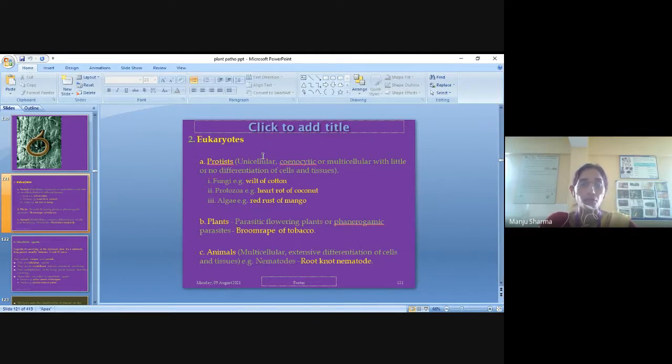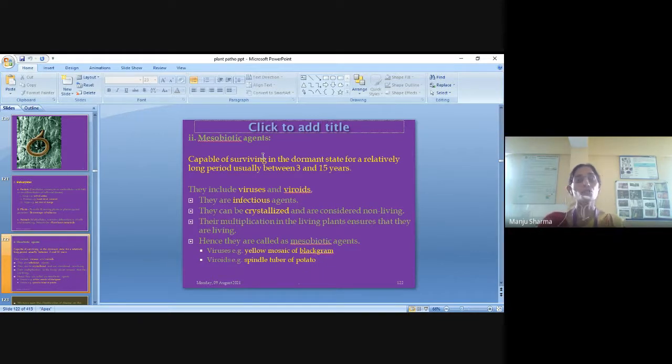For example, fungi, which cause the disease wilt of cotton; protozoa, heart rot of coconut; and algae, which cause the disease red rust of mango. Plants: parasitic flowering plants or phanerogamic parasites, which cause broomrape of tobacco. Animals are multicellular with extensive differentiation of cells and tissues, for example nematodes, and the disease caused by nematodes is root knot.